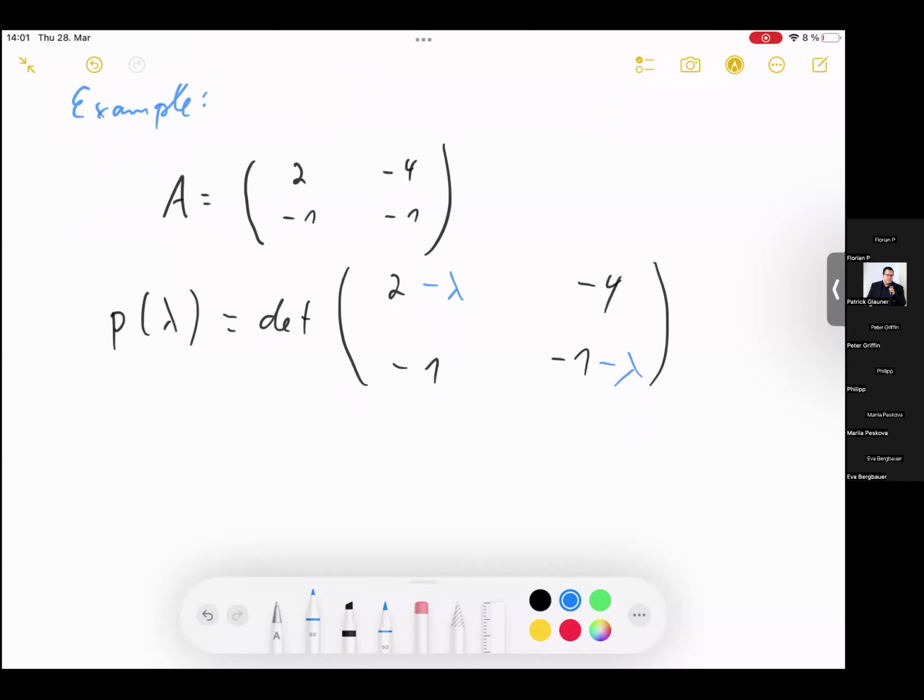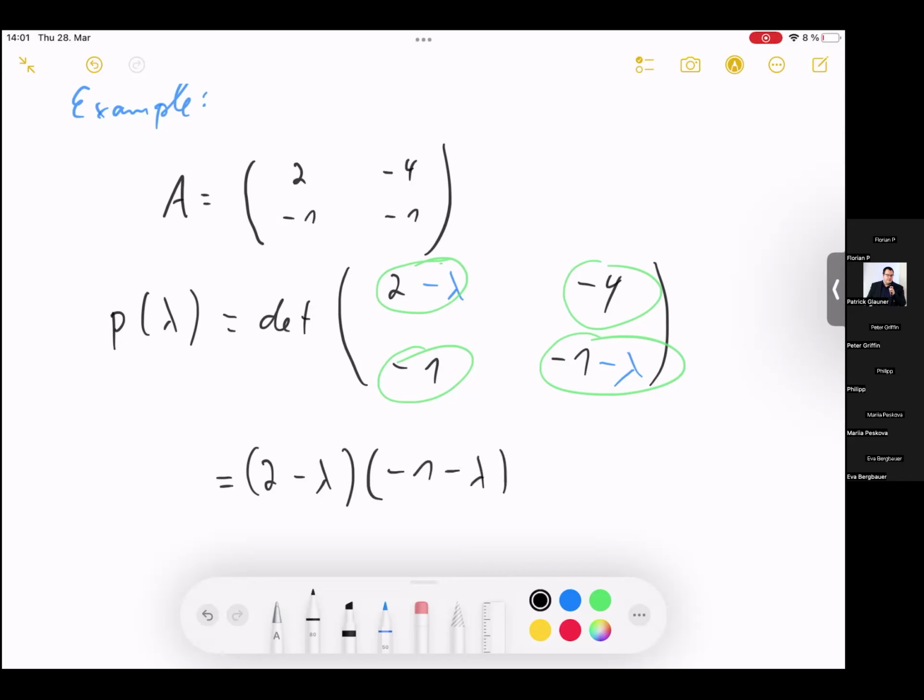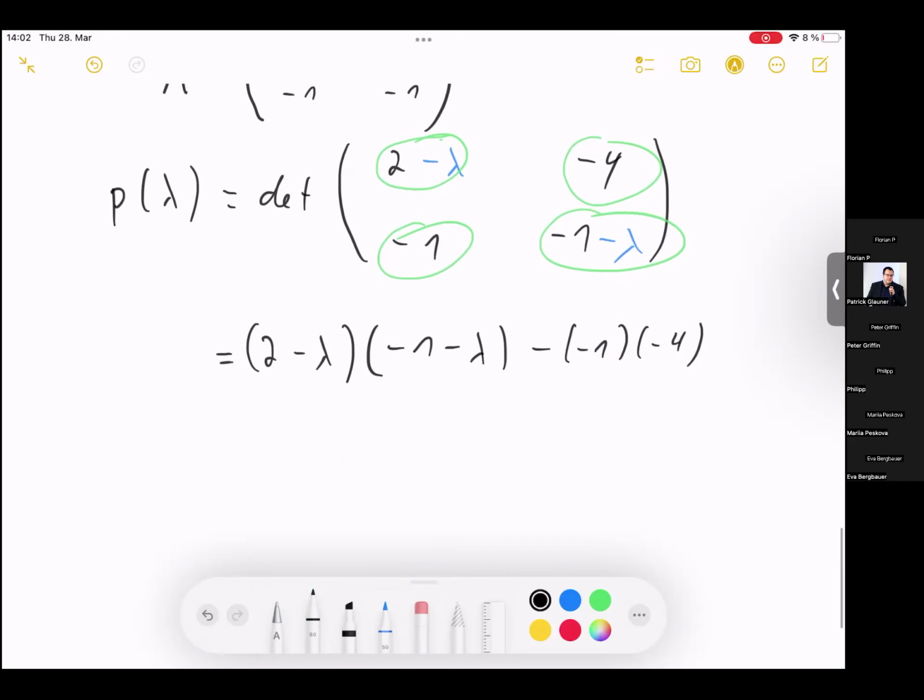And the determinant of a 2 times 2 matrix is the element in the diagonal, first element times the other element, minus the product of the 2 other elements. And we can try to write this out. So it's 2 minus lambda times -1 minus lambda. This is the first product. And we subtract the product of -1 times -4, which are the 2 other elements.